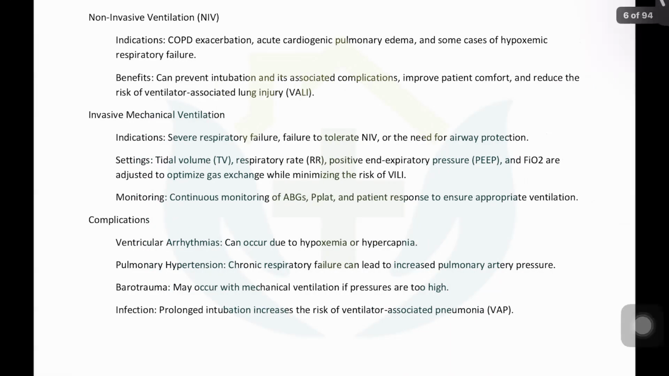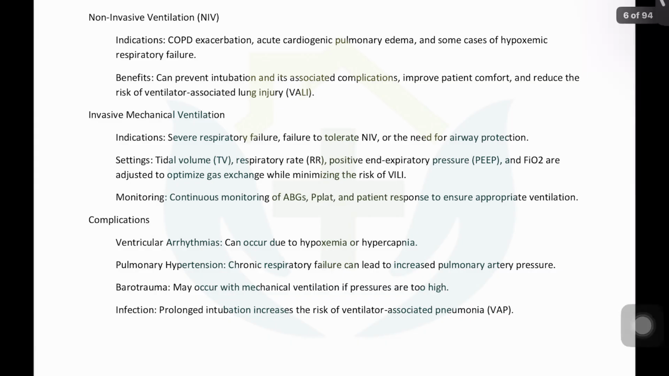Coming to the types of ventilation, non-invasive and invasive. Non-invasive ventilation is when we just put a tightly fitting mask on the face of the patient, and we breathe through that, utilizing the natural airway of the patient. You can use them in COPD exacerbation, acute cardiogenic pulmonary edema. You can use them in some types of hypoxemic respiratory failure. Benefits are that it avoids intubation, it avoids all the complications associated with intubation, it increases patient comfort and reduces the ventilator associated lung injury.